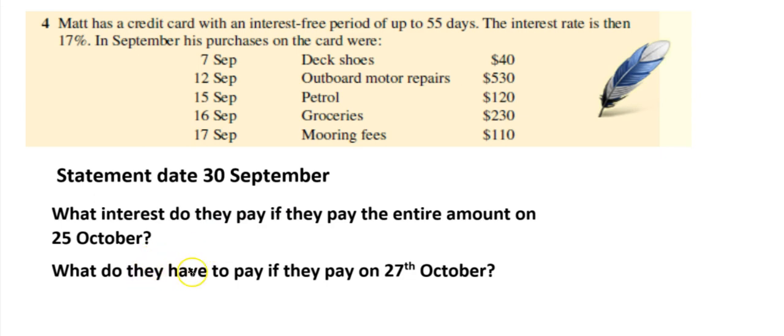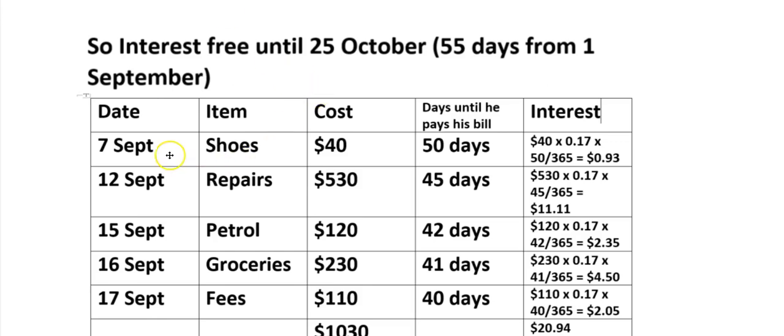But what if he loses track of his payments and he doesn't pay until the 27th of October? This is a disaster. Let's look at the solution to this problem. I've set up a table to make it easy for us to see what we're doing. I've got all of the dates of the purchases and the amounts. This is directly from the previous page.